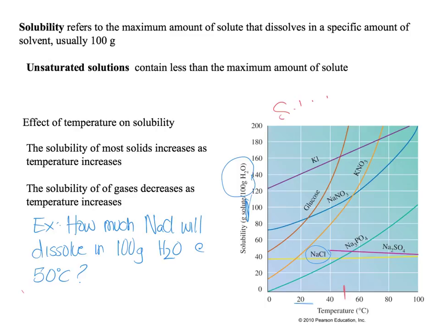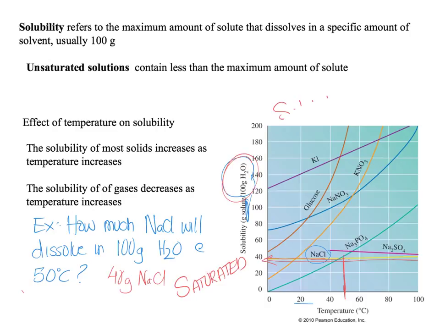Okay, so 50 degrees Celsius, I want to come up to the NaCl line, which is this line right here. At 50 degrees Celsius, I shoot over, and honestly, it's right around 40 grams of sodium chloride that will dissolve in 100 grams of water. If I made a solution using 100 grams of water as my solvent, and I put 40 grams of sodium chloride in there, we would call this a saturated solution. No more would dissolve than that.